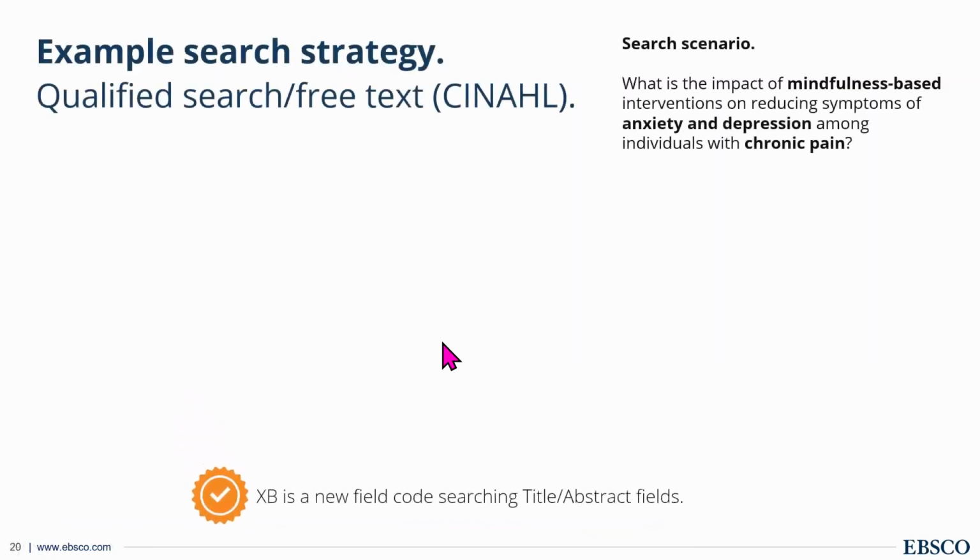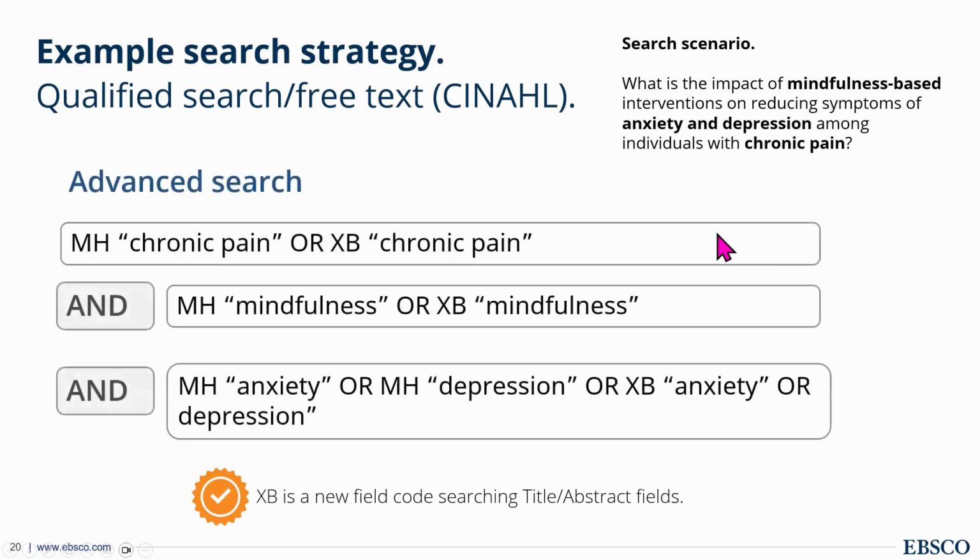So from here, what we're going to do is construct a search in C.R.A.A.P using both our controlled terms and a field code called XB. So we're going to be creating a qualified search with control term plus our free text keywords. So my little search scenario is over here. We've got the impact of mindfulness interventions on reducing symptoms of anxiety and depression among individuals with chronic pain.